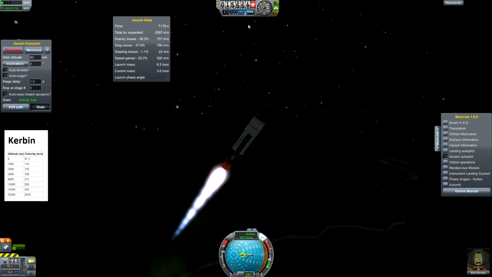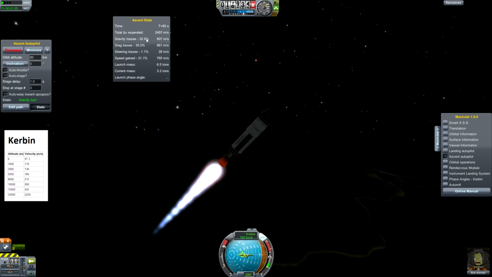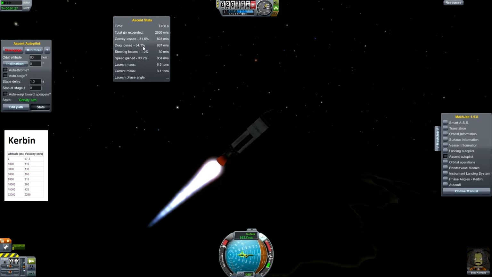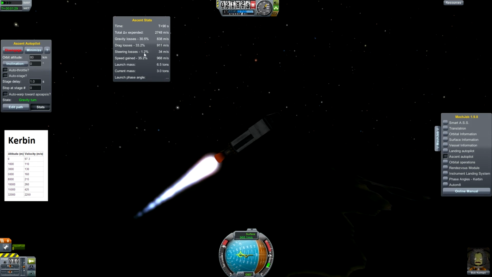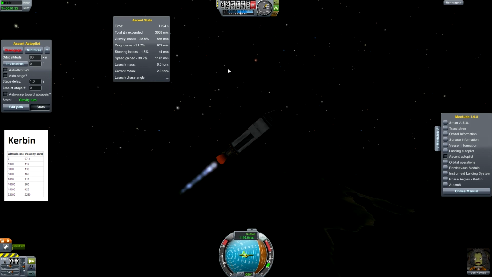You see, we're out of the thickest part of the atmosphere. We're getting further from Kerbin. The amount that we're losing to gravity and the amount we're losing to drag is decreasing hugely. We've lost a little bit to steering, but right now you can see that the speed gain is getting much more efficient.